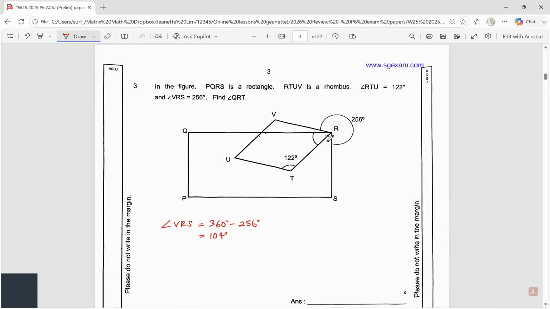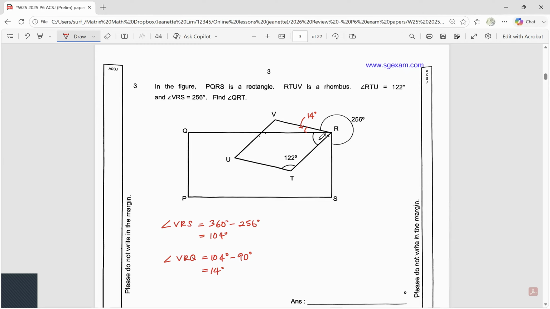So to find this angle, we also need to minus this. VRQ, this small angle here, is actually VRS, this whole thing, minus away 90. This is a right angle because it's an angle in a rectangle. So VRQ is 104 minus 90 degrees, which is 14. So this angle here is 14 degrees.